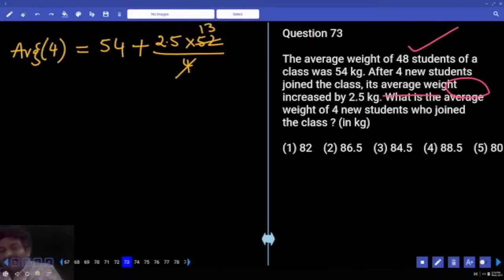2.5 can be treated as 10 by 4. 10 times 13 is 130 by 4. Half, again half. 130 half is 65, again half is 32.5. 32.5 added to 54 gives 86.5.